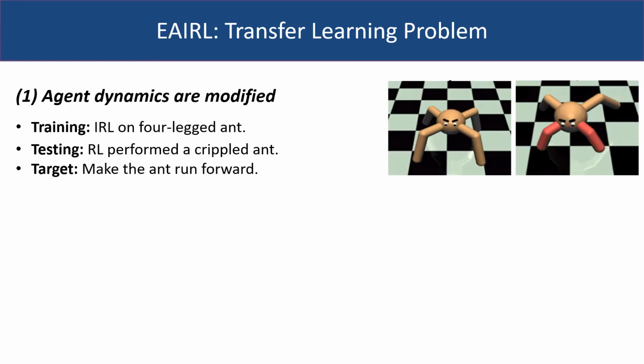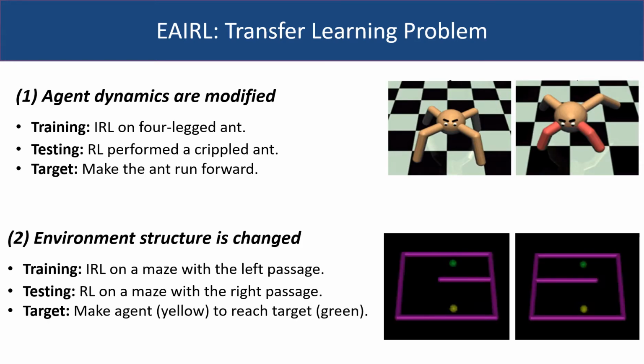We evaluate our learned rewards on transfer learning problems that include the following two scenarios. In the first scenario, we change the agent dynamics during testing. The reward function learned on a four-legged ant is transferred to train a crippled ant whose front two legs are disabled. In the second scenario, we change the environment structure during testing. The reward function obtained on a maze with the left passage is transferred to a maze with the right passage.